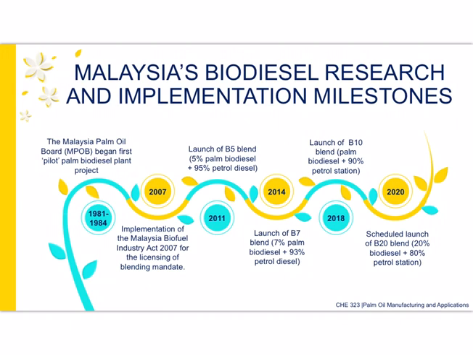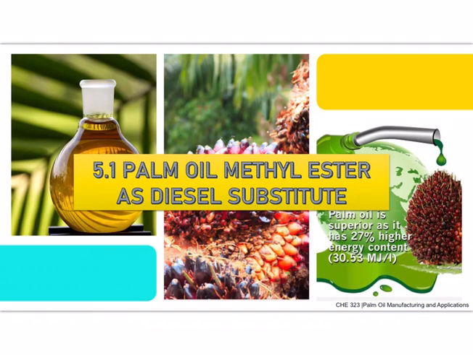So in this case, we can see the increment from 5% in 2011 to 2020, the progress in the development of how biodiesel can replace diesel fuel, where we can have a blend of 20% biodiesel added to 80% petrol diesel. So these are the improvements that we can see previously. We do hope that when the time comes, maybe we can use 100% biodiesel to replace the diesel fuel. Now let's look at palm oil methyl ester as a diesel substitute.